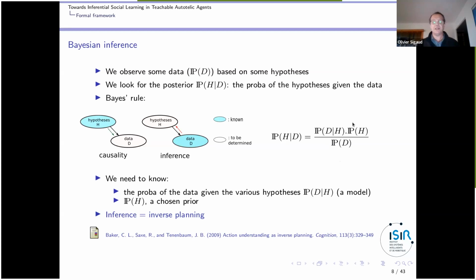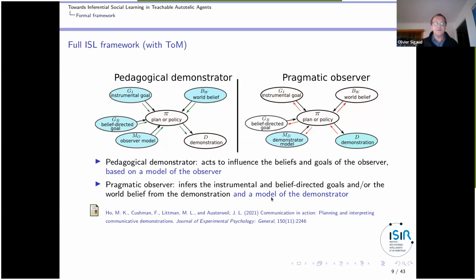And let's say that this inference mechanism is also called inverse planning, for instance, in that paper, because that's something that you find a lot in the papers that I will mention after this slide. So now I have the elements to present a global framework to account for the inferential social learning phenomena. First, I will have a demonstrator and an observer, okay? And I will take the most complicated case of the demonstrator, when the demonstrator wants to be pedagogical, okay? And that demonstrator may have some beliefs about the world.